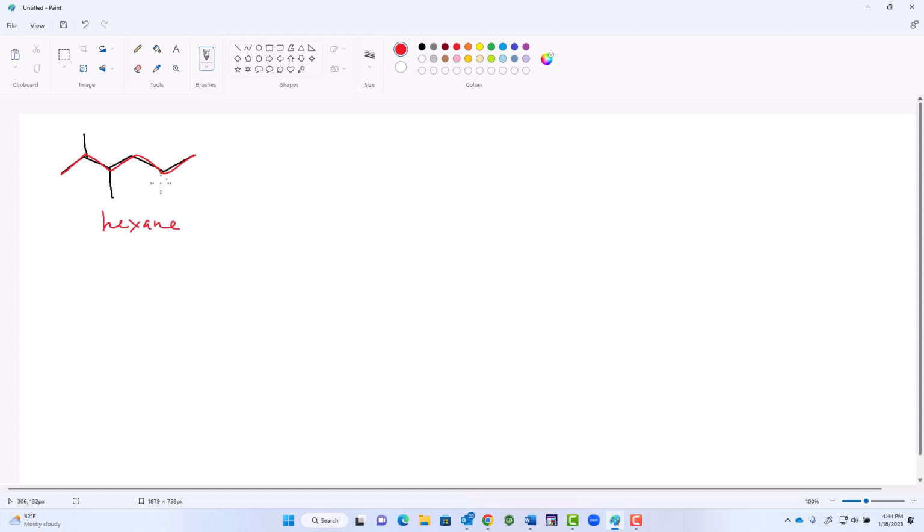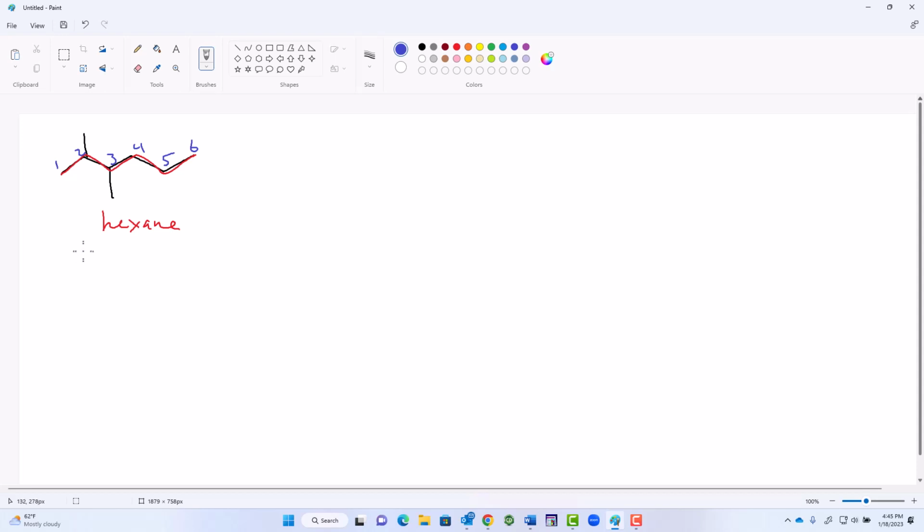In deciding which way we would number this, we're going either left to right or right to left. In this case, we see that we want these two methyl substituents to be at the lowest number position, so we would go from left to right. So we go 1, 2, 3, 4, 5, 6. So we have a 2-methyl and a 3-methyl. If we have multiple of the same type of substituent, we can combine them into one name.